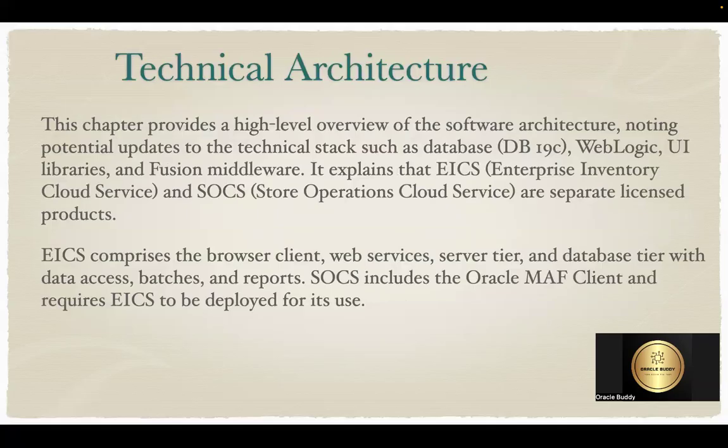Let's focus on technical architecture. This chapter provides a high-level overview of software architecture, noting potential updates to technical stacks such as database, which is DB19C, WebLogic, UI libraries, and Fusion Middleware. It explains that EICS and SOCS are separate licensed products. EICS comprises the browser client, web services, server tier, and database tier with databases, access, and batches and reports. SOCS includes the Oracle MAF client and requires EICS to be deployed for its use.